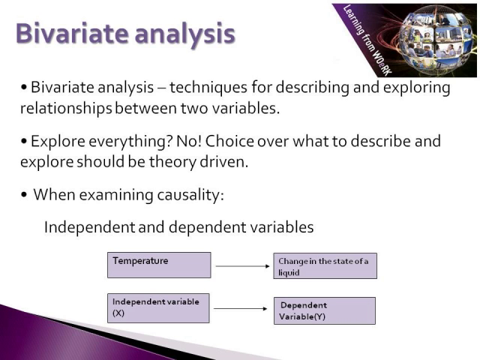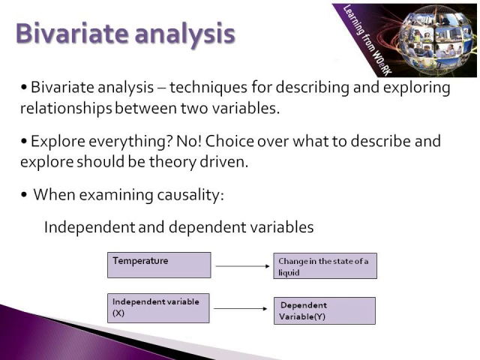When we are examining correlation, the relationship between one variable and another, we need to think about the two variables that we're examining in terms of being independent and dependent. An independent variable influences the second, dependent variable, and the dependent variable is being influenced by the independent variable. So if we think of the example there of temperature, temperature will be our independent variable, and the change to the state of the liquid as a result of the temperature will be the dependent variable.